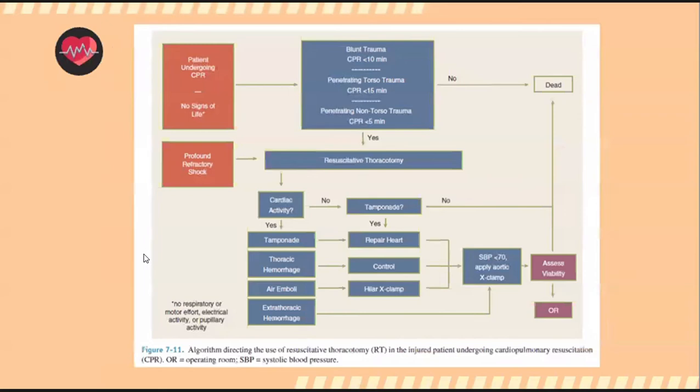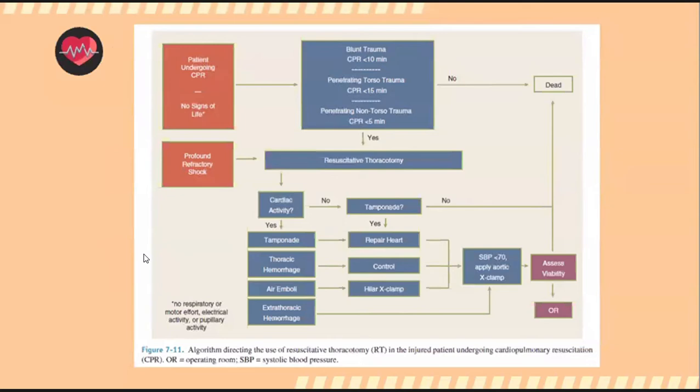At the same time, hinahanap natin yung cause ng injury, ng cause ng shock. So if tamponade, repair the heart, evacuate the cause of tamponade. If thoracic hemorrhage, control the source of bleeding. So may vascular injury, hanapin, negate, evacuate the bleed. If may air emboli, ito yung hilar X clamp. Kla-clamp natin yung hilum para hindi na mag-proceed yung air pupunta pa sa pulmonary vasculature.